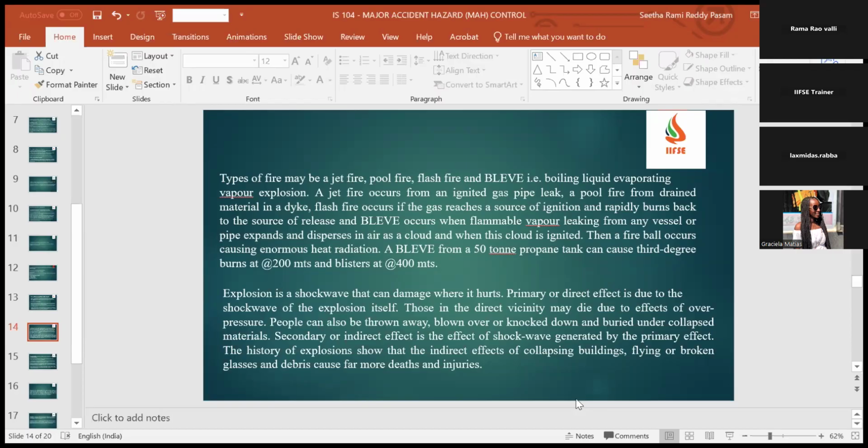The primary and direct effect is due to the shock wave of the explosion itself. People in the direct vicinity may die due to the effects of overpressure. People can also be thrown away, blown over, knocked down, or buried under collapsed materials. Secondary and indirect effects are the effects of the shock wave generated by the primary effect.